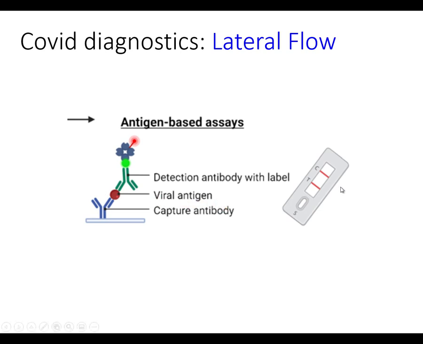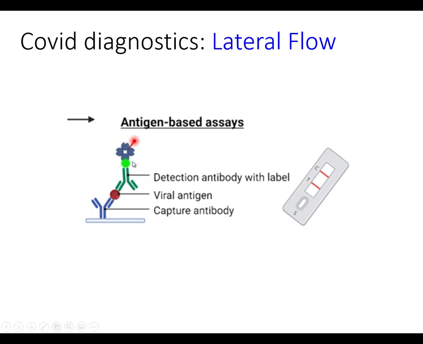What you have then on the line for your COVID test is a capture antibody, which is designed to bind to the antigen, and when you put your sample on in the sample chamber, along with the flow of virus down the strip, you will also have a detection antibody with a label.